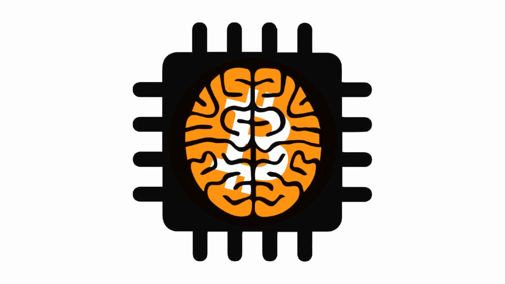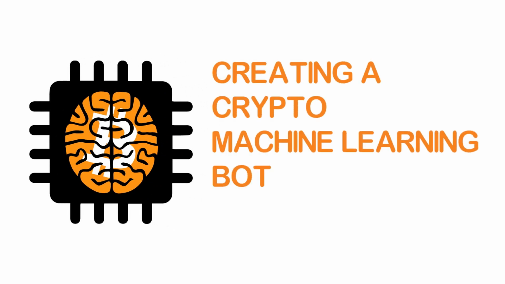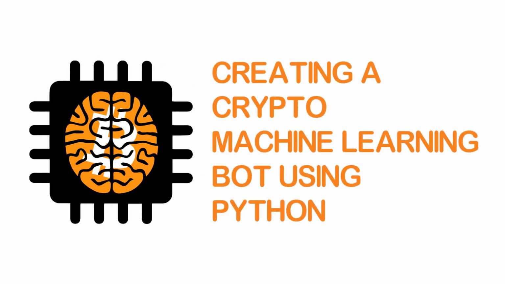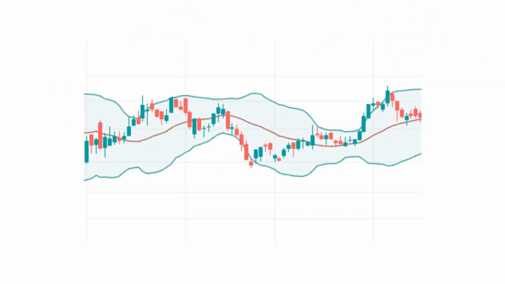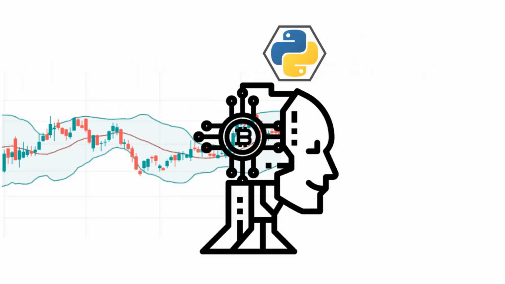Welcome to another video. In this video you will learn how to create a cryptocurrency trading algorithm that uses machine learning techniques to make trading decisions. Even though I will use Bitcoin as the underlying asset in this video, note that you can also create such a bot for other cryptocurrencies, stocks, forex, or whatever you want to trade. We will code this trading bot using Python and the QuantConnect platform.